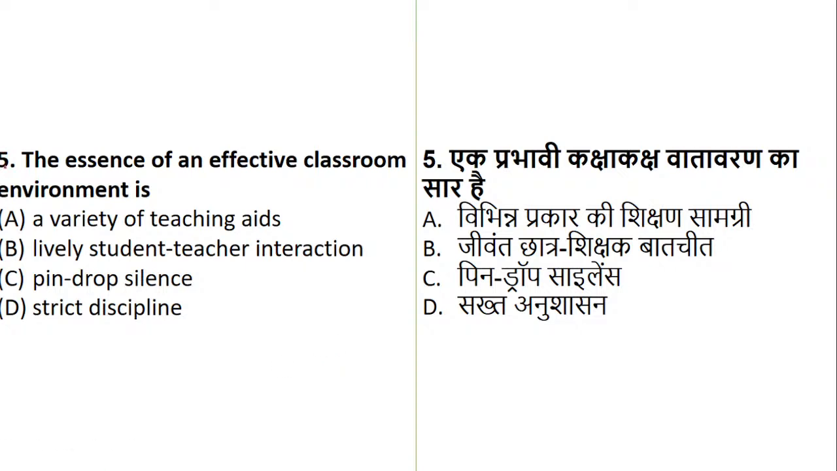Now question 5 talks about the essence of an effective classroom environment. And Parth Deshmukh, D was the right answer, not C. In case you were confused, I hope your confusion is clear now. The essence of an effective classroom environment is what? A variety of teaching aids, lively student-teacher interaction, pin drop silence, or strict discipline. See, there are some questions which look the same, but just by some words they have been changed. So I have taken such sets also.